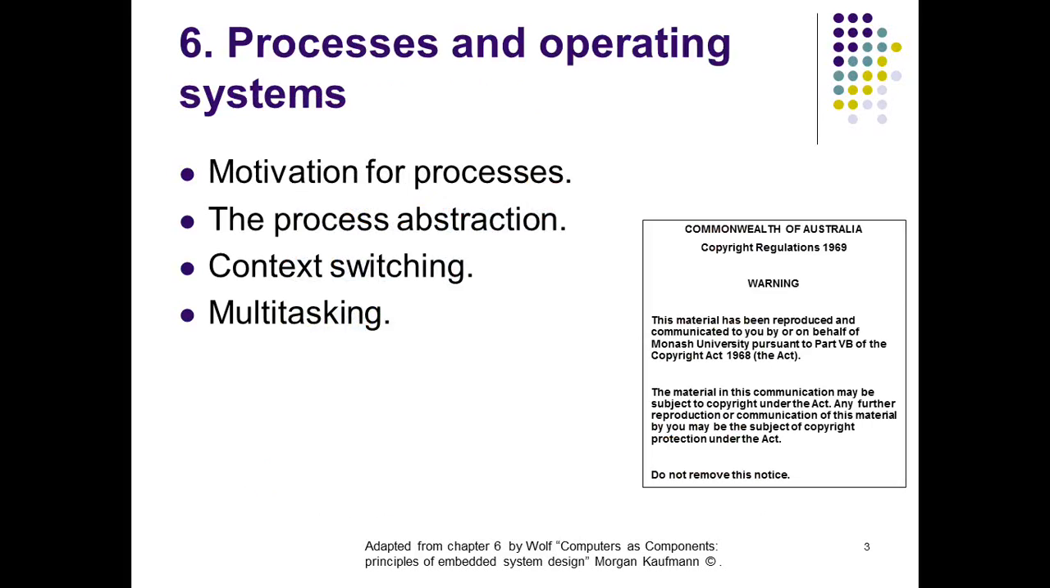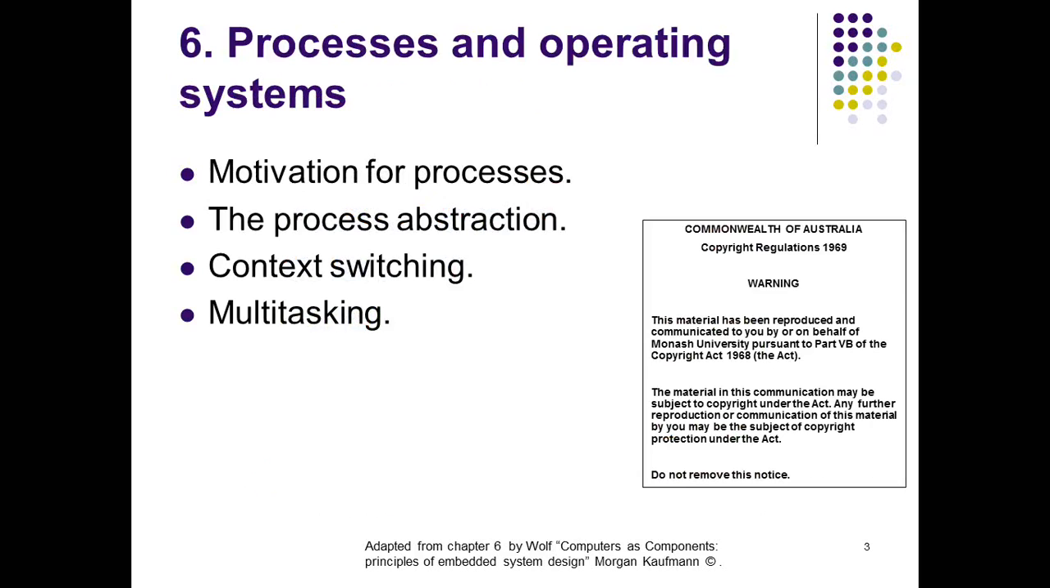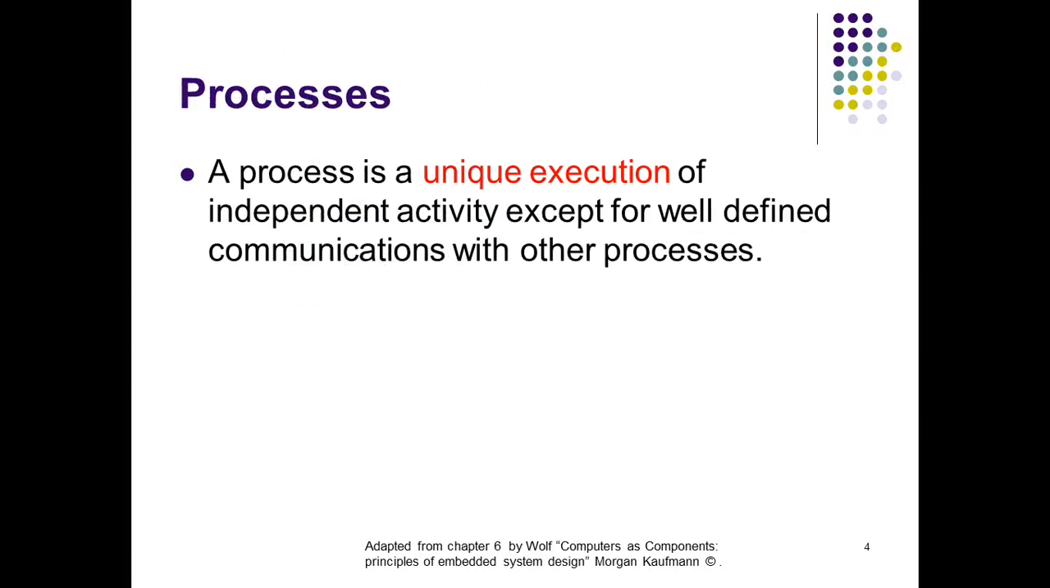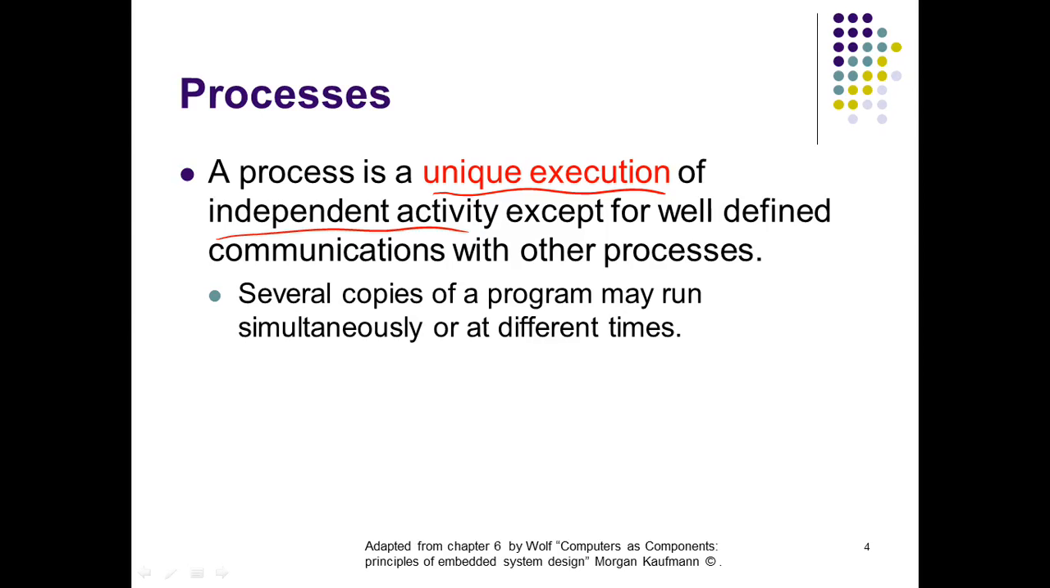So, back to the real stuff. We're going to be talking about processes, abstraction, multitasking, and so on. A process is a unique execution of an independent activity. The key, these two words, unique and independent, the point they're trying to highlight is that if we're thinking about a bit of code, we can have multiple executions of the same code. Each execution will be a separate process. So they're independent activities because they're running separately, but we can use the same code. And this is what's highlighted here.